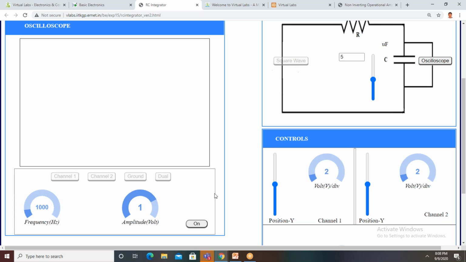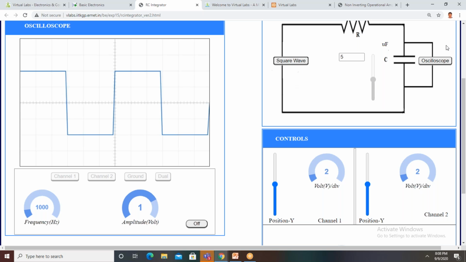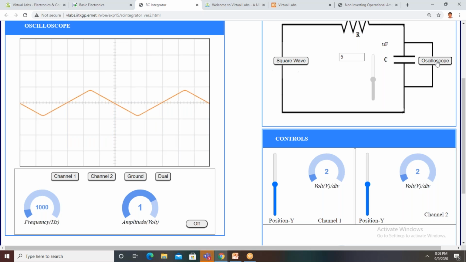Here what we are doing is fixing the resistance and capacitance values, and we are applying the square wave signal. It is an inbuilt signal. Then you click on this on button. Once it is on, the screen is available. You click on oscilloscope, the output signal is available. You click on square wave signal, the input is available. That is channel 1, channel 2.